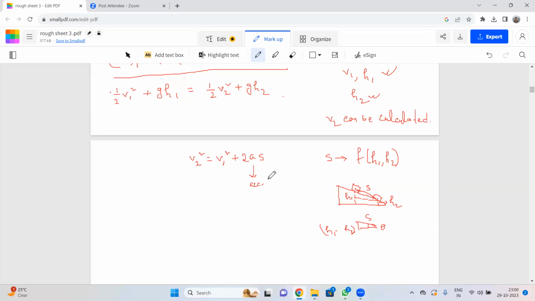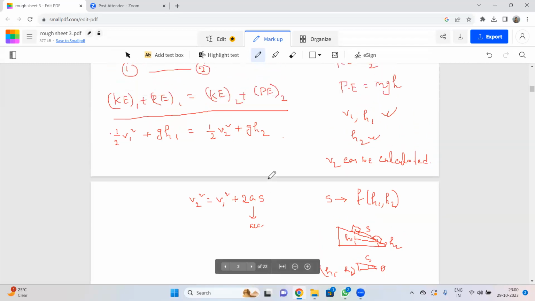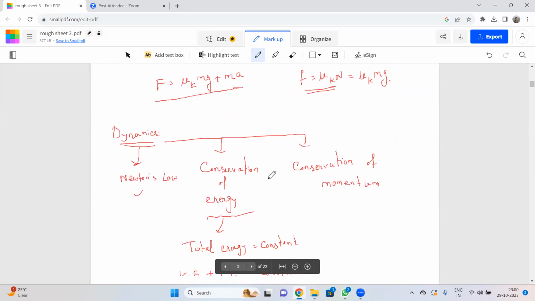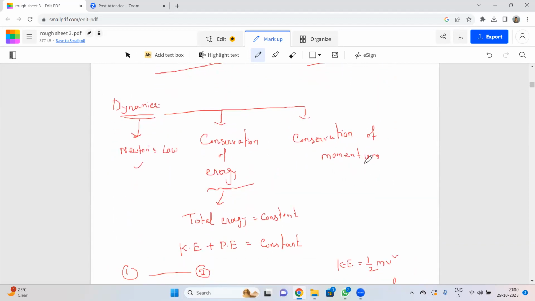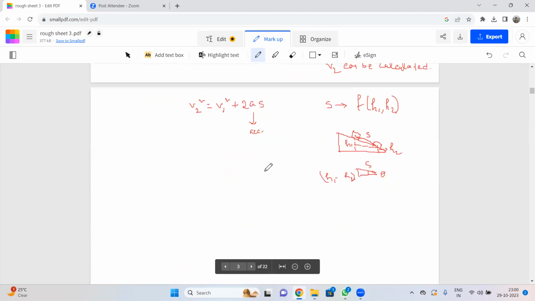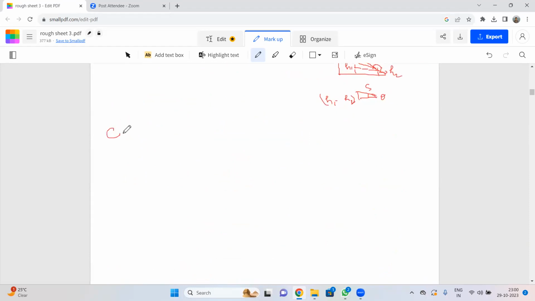Okay. So now if we want to discuss conservation of momentum, first of all, what is momentum? Just tell me. Mass into velocity. Yes, momentum is nothing but mass into velocity.